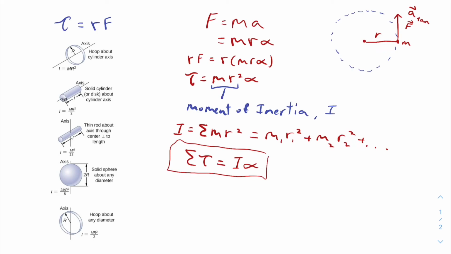Moment of inertia might seem like an abstract concept at first, but if you compare it to its linear equivalent, it becomes easier to understand.